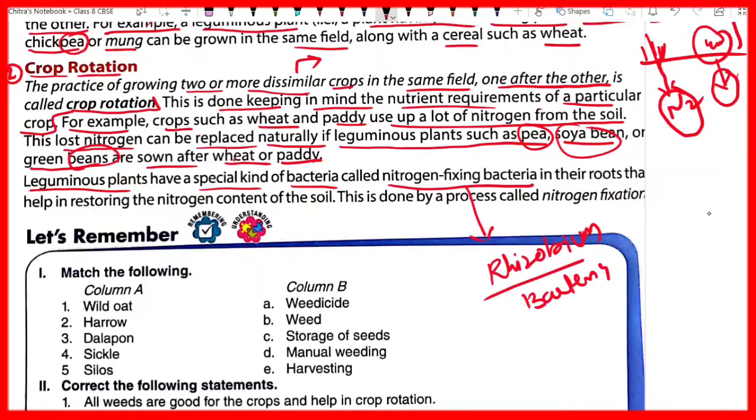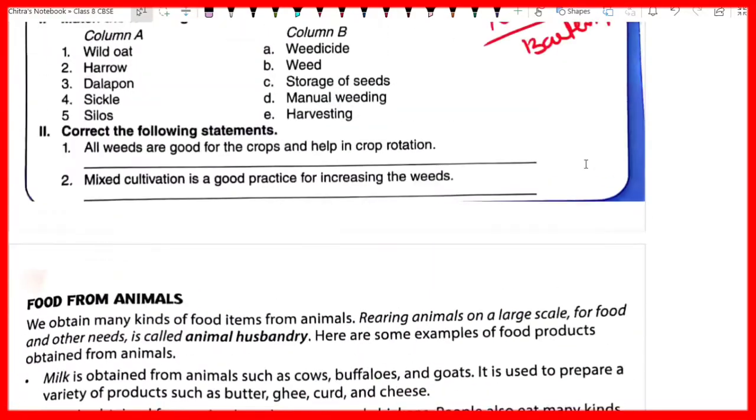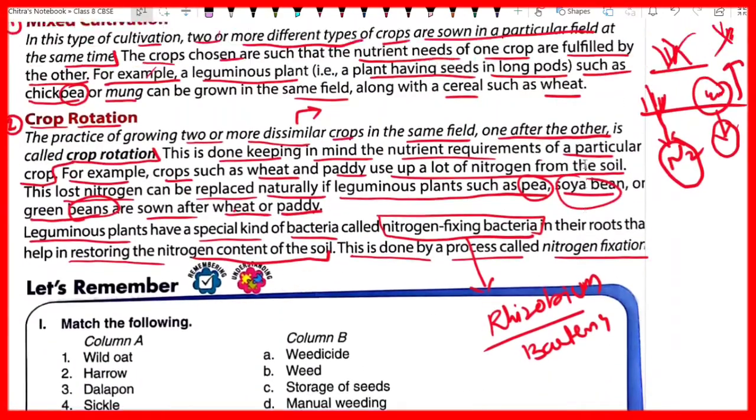In their roots, that helps in restoring the nitrogen content of the soil. So these bacteria are nothing but nitrogen fixing bacteria. The name is given here: nitrogen fixing bacteria. This is done by the process called nitrogen fixation, and the process they use for the deposition of nitrogen is called nitrogen fixation. Okay, so this is all about crop rotation.